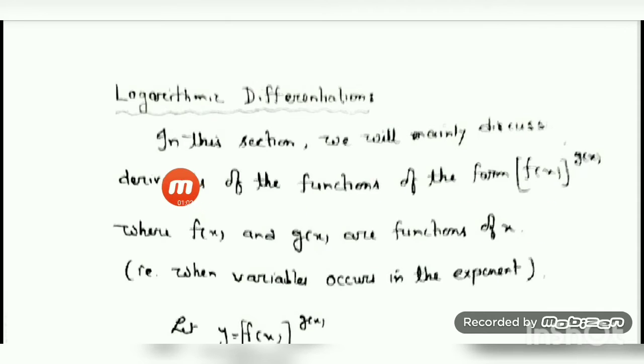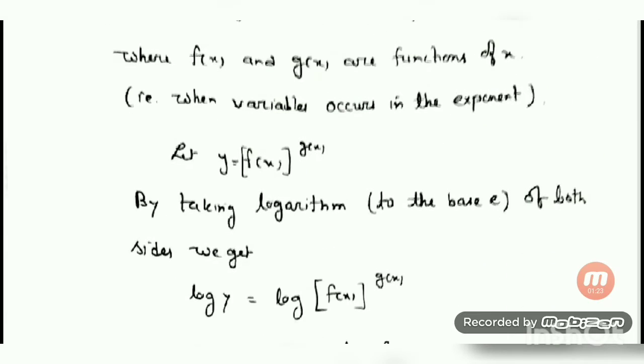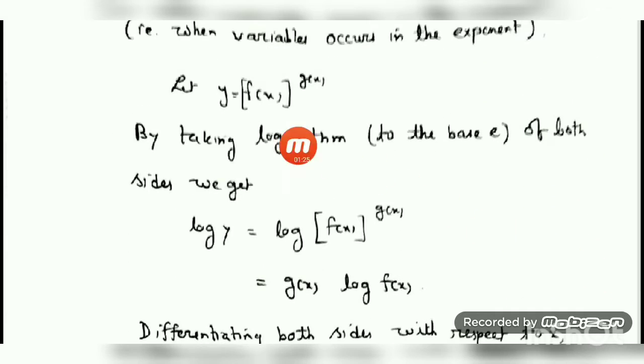So here I have written, in this section we will mainly discuss derivatives of functions of the form f(x) to the power g(x). You see, here the power is a variable, where f(x) and g(x) are functions of x. When the variable occurs in the exponent, we consider it as a function, say y is equal to f(x) to the power g(x). We have to name the function as y, or another variable also you may use.